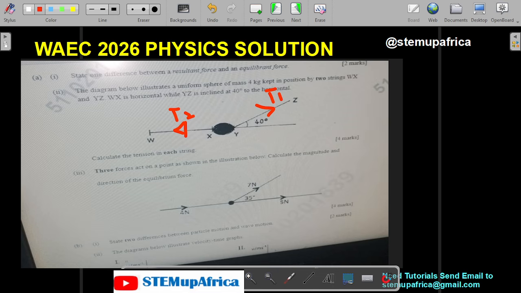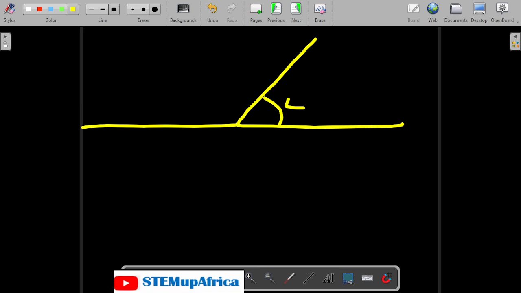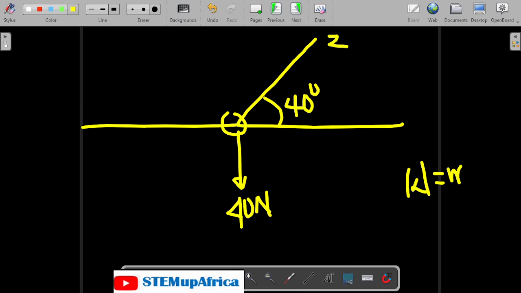So let me redraw the diagram, and the sphere, they say it has a mass of 4 kg. You know tension is measured in Newton. That means I'll convert this kilogram to force by using weight as mg. So let me redraw the diagram. I'm going to have a situation like this. The angle here is 40 degrees, and here is Z. You have this sphere here. It has a mass of 4 kg. The weight is now 40 Newton, because weight is equal to mg.